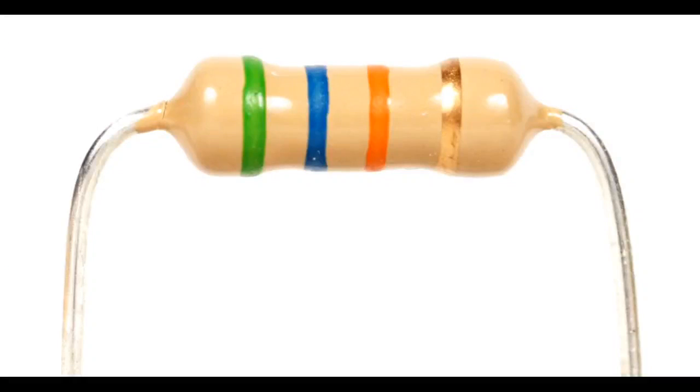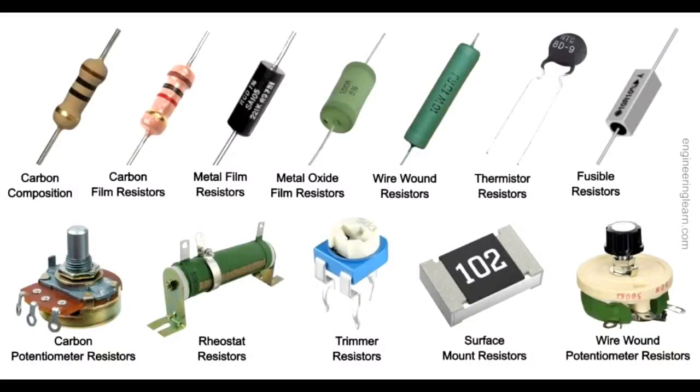The resistor. What does a resistor do? A resistor is the component which opposes the flow of charges or limits the flow of current in a circuit. These are the types of resistors. Here we can see different types of resistors according to their functionalities.